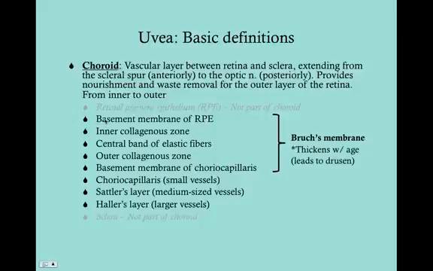And so working from inner to outer, you have a basement membrane of the retinal pigment epithelium, going all the way to the basement membrane of your choriocapillaris. This is Bruch's membrane. And then you also have a choriocapillaris, which is small vessels, Sattler's and Haller's layer, which are medium and large size vessels, respectively. So this is the choroid, and it's primarily vascular, and it allows for nourishment and waste removal for the outer layer of the retina.